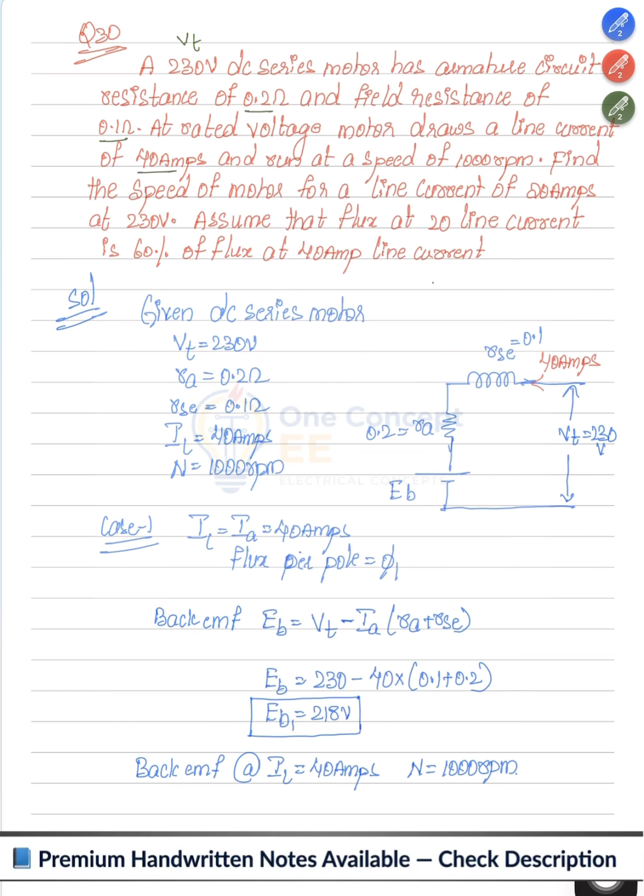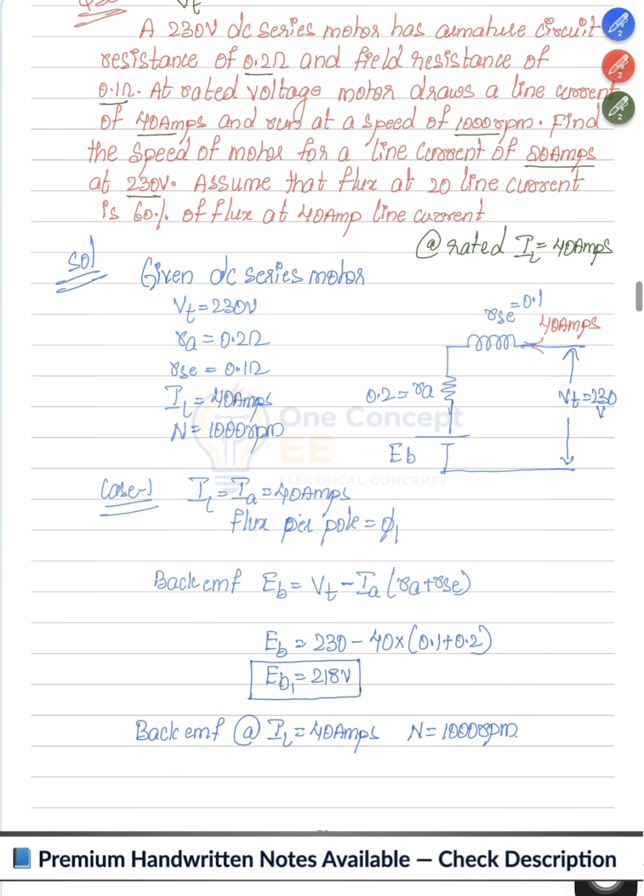Means under rated condition, the current drawn from the supply is 40 amps. And at rated condition, the speed is 1000 rpm. They are asking to find the speed of the motor when the motor is drawing a current of 20 amps and the supply voltage is 230 volts. And they have given one more condition: if the motor is drawing a current of 20 amps, then the flux will be 60% of its full load value.